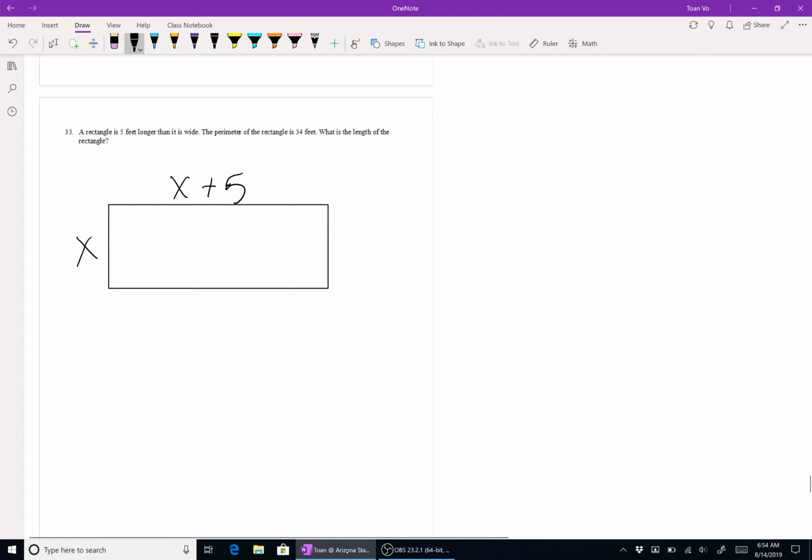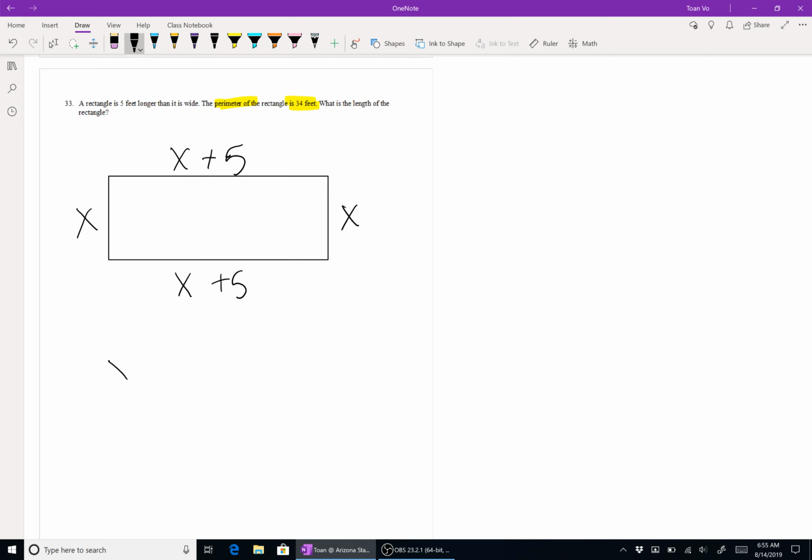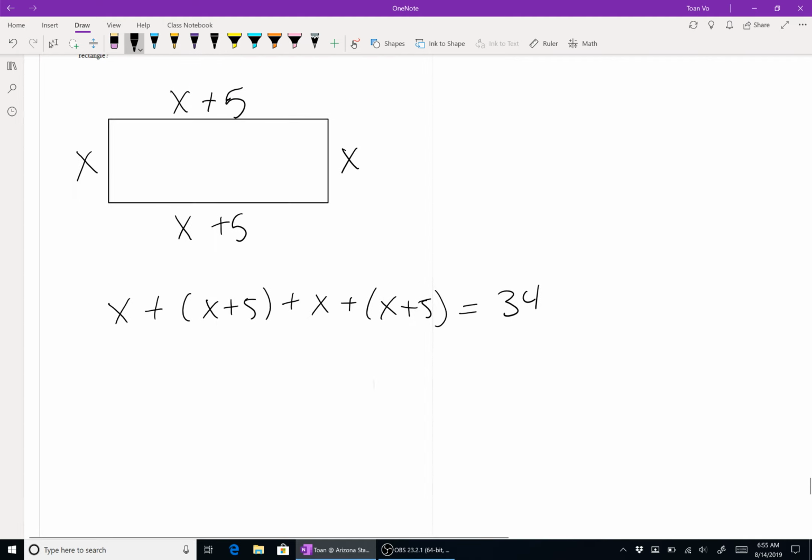And it's giving you information about the perimeter. I hope everyone knows that the perimeter is just adding up all the sides. So if it's a rectangle, I know the other 2 sides should match. So just add them up. So if I do x plus 5 plus x plus 5, that should be the perimeter, which they told me was 34 feet. So then you just go ahead and solve it.